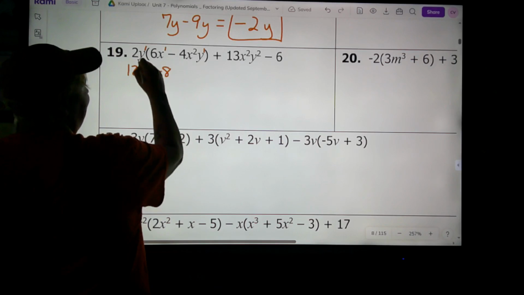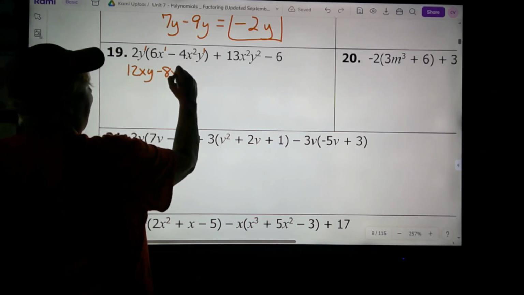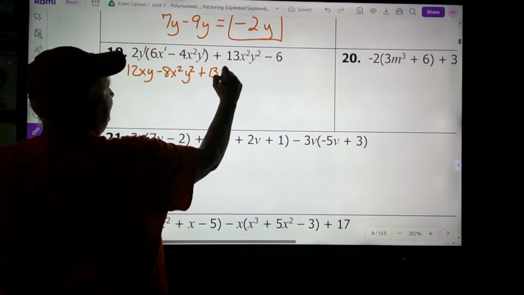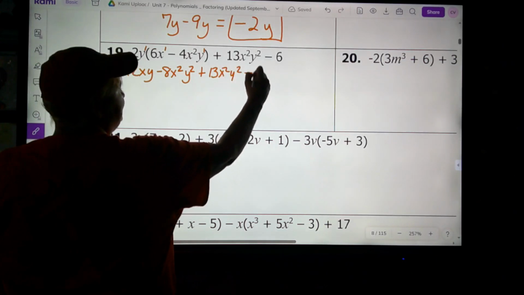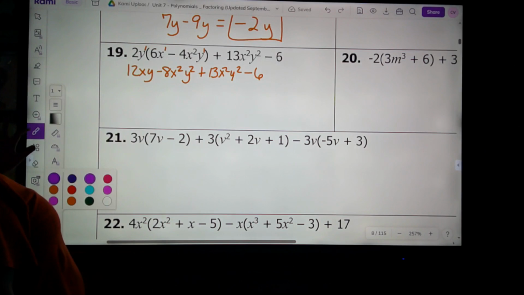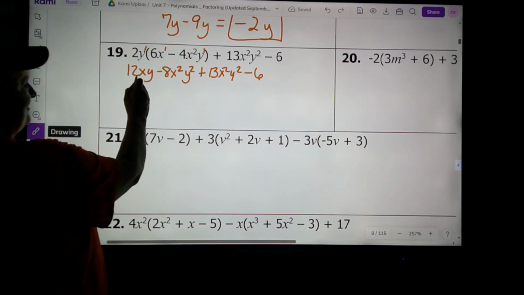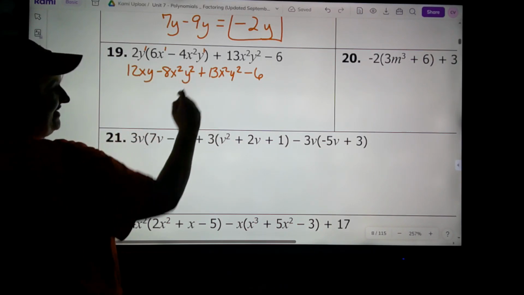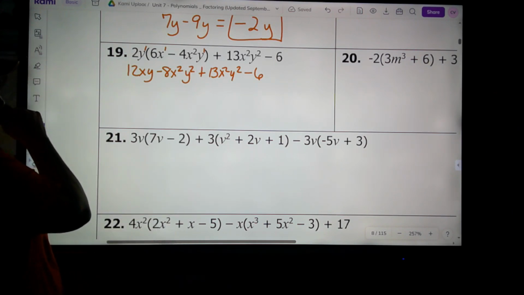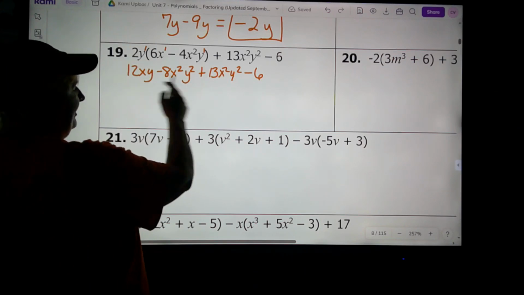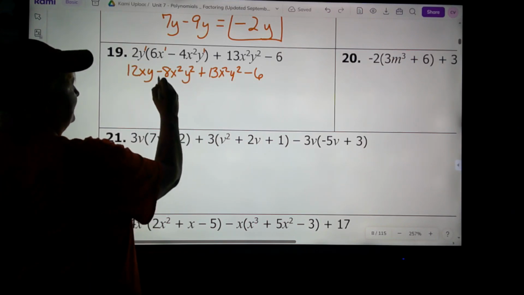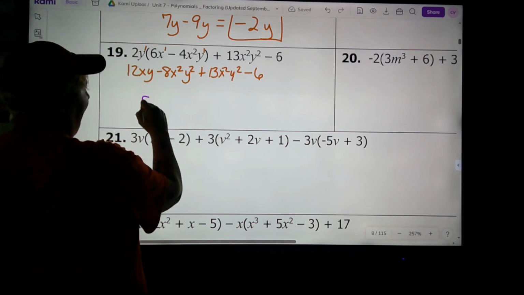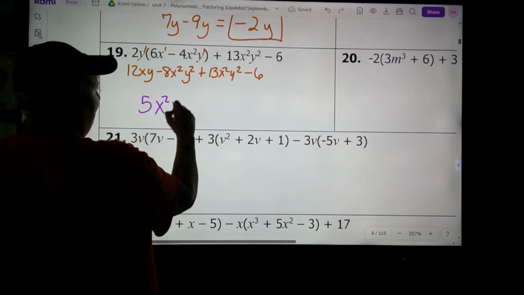Negative 8x squared y squared, plus 13x squared y squared, minus 6. Whoop, they're just being funny now. Okay, this does not have a like term. This does not have a like term. Both of these are like terms, and they're the highest exponent. So alphabetically, you would start with xy, highest exponent. So negative 8x squared y squared plus 13x squared y squared is 5x squared y squared.